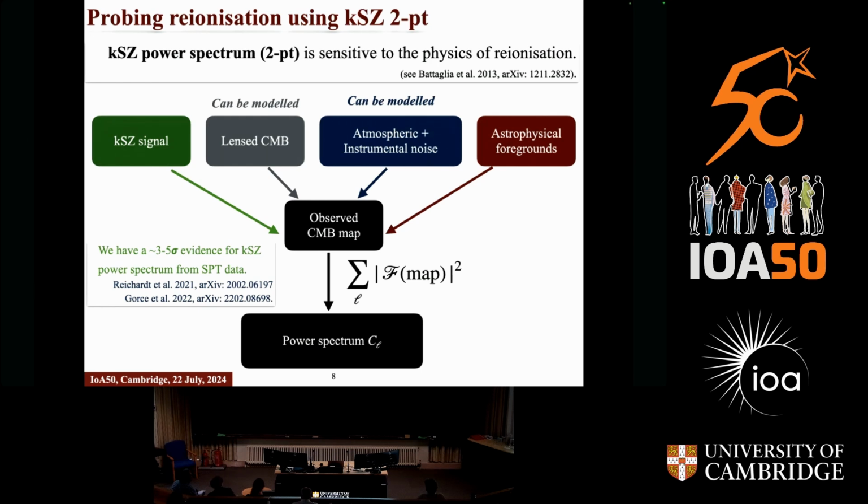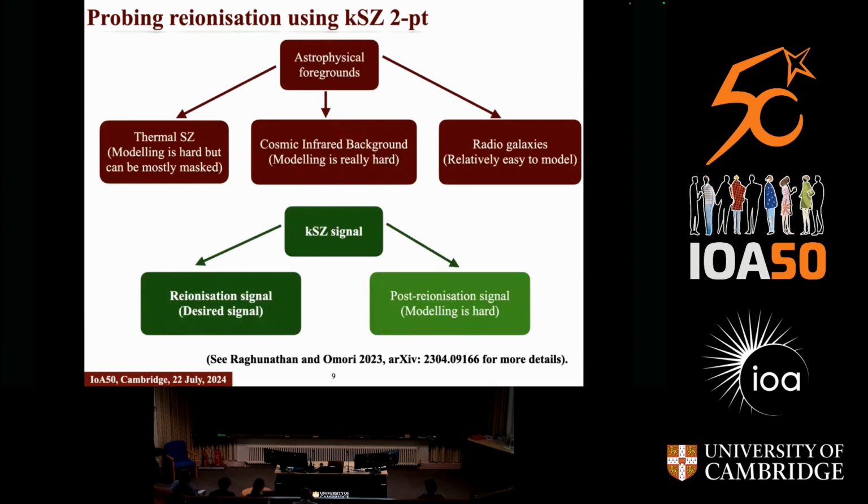This has been done, in particular with SPT data. So we have 3 to 5 sigma evidence for KSZ. However, even with 3 to 5 sigma evidence, it is still very hard to actually understand something about reionization. The reason for that is because of all of these things. When we take the power spectrum of the map, like I said, we have contributions from all these other signals. In particular, these astrophysical foregrounds are really hard to model.